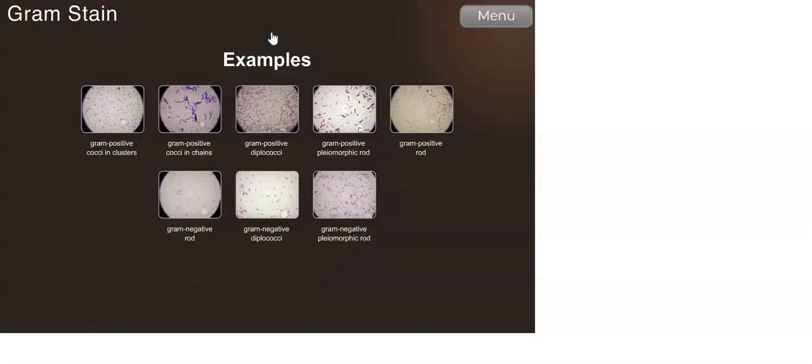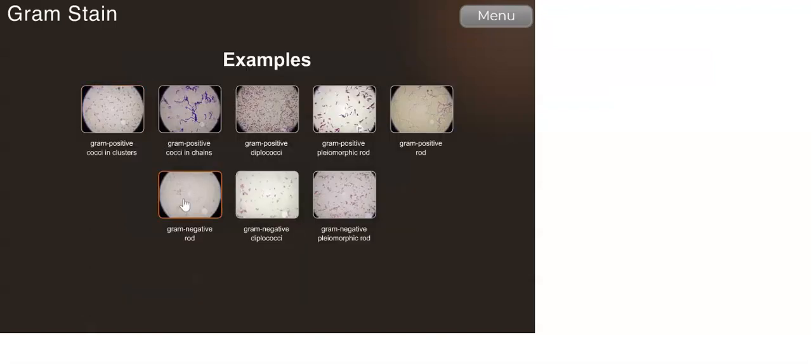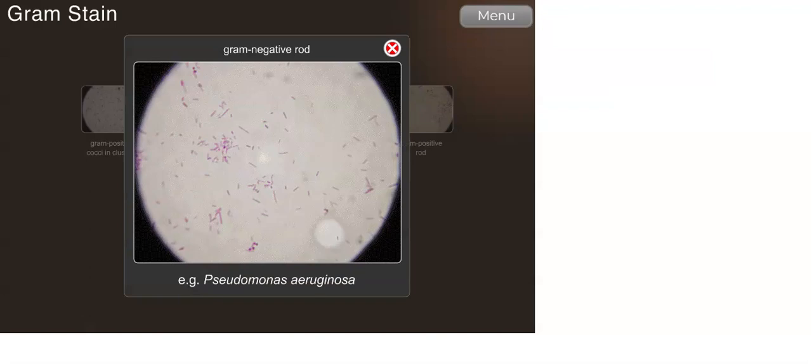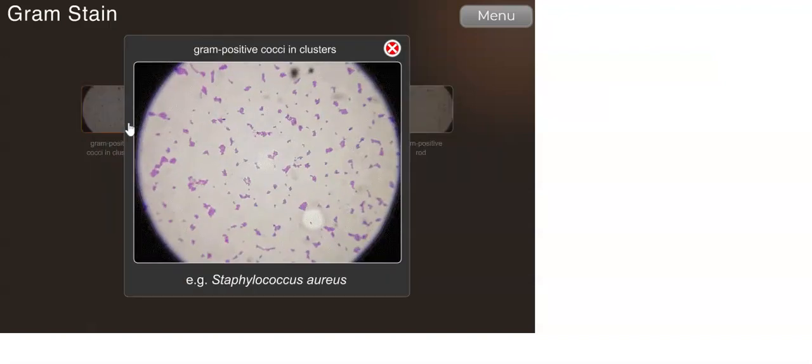So we're going to examine this example. As we saw before, the bacillus-shaped bacteria are gram-negative bacteria. These types of bacteria might be in our sample, which is Pseudomonas aeruginosa. While this is for the gram-negative bacteria, for the gram-positive bacteria it might be Staphylococcus aureus, which is in a coccus shape.